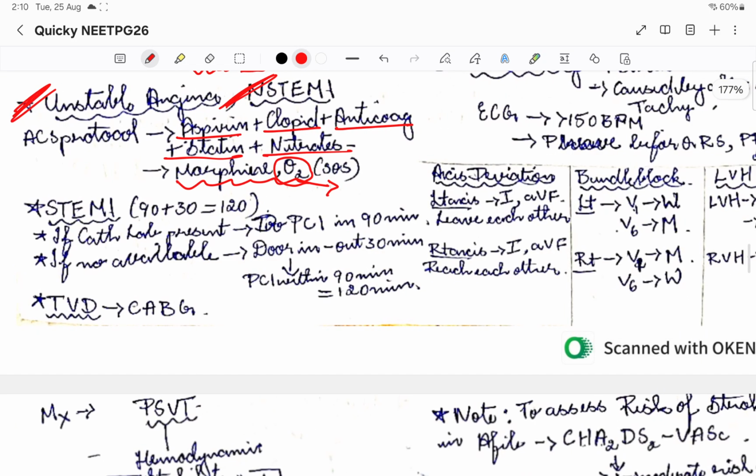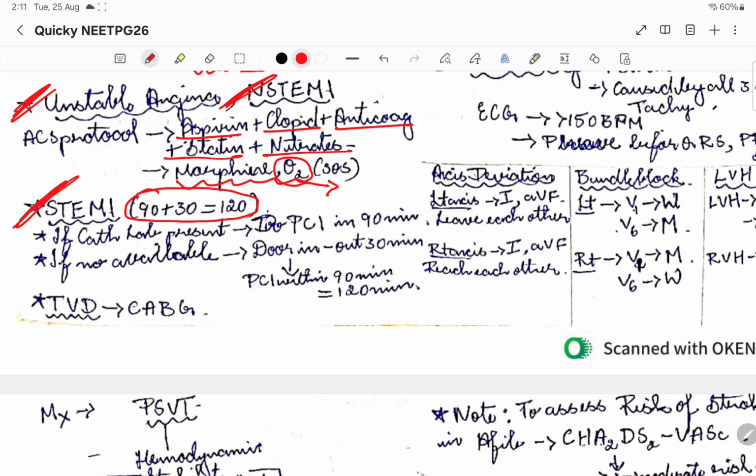Okay. Then, this is with respect to unstable angina and NSTEMI. So coming to STEMI, please remember 90 plus 30 is equal to 120. Okay, so please remember this formula. What does that actually mean?